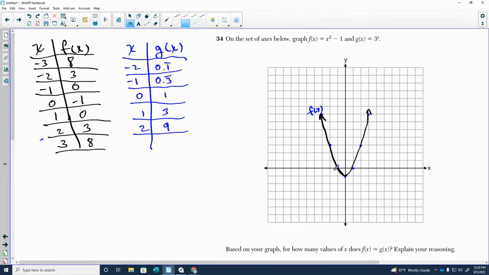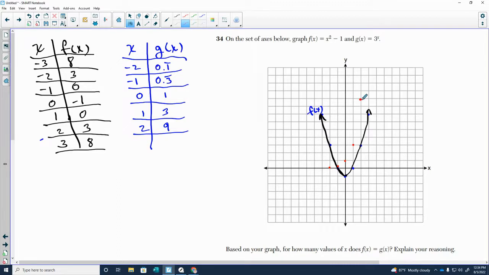All right, so I got -2, 0.1. That's tiny, you can barely see that. So I'm just going to go a little bit above there, right there. And then -1, 0.3. Well, 0.333 is kind of like a third. I'll put it a little bit higher. And then we get 0, 1, that's up here. And then 1, 3, 1, 2, 3, that's right there. And then we get 2, 9, that goes all the way up there. 4, 5, 6, 7, 8, 9, right there.